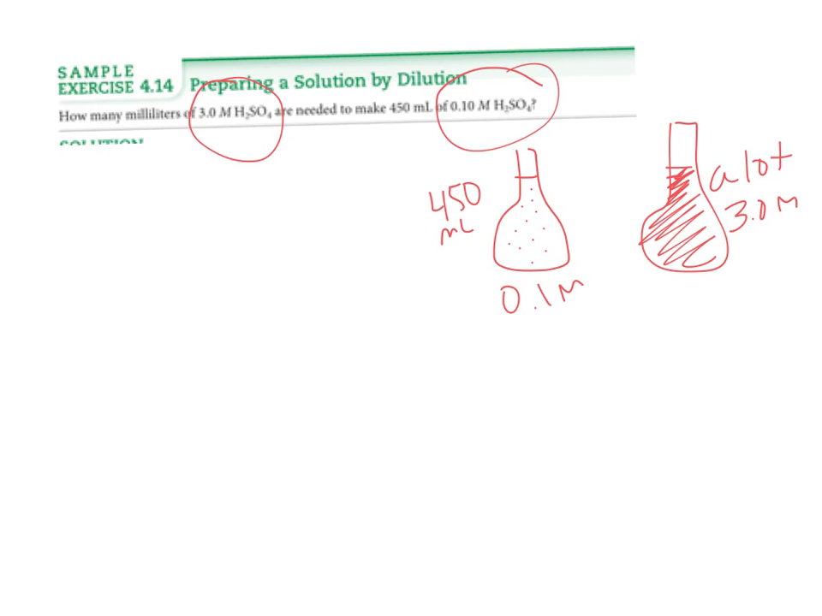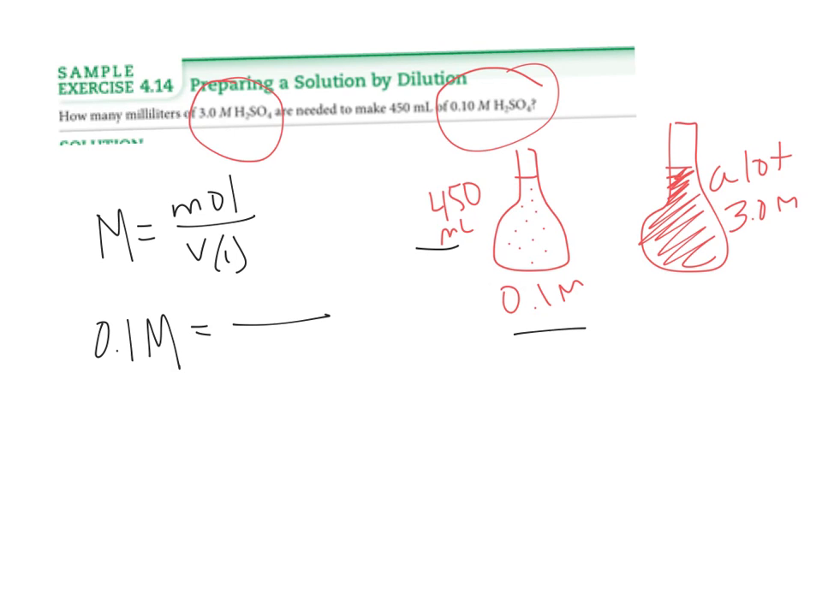So how are we going to do this? Well, we need to figure out how many moles we need in here. We need to figure out how many moles we need in this 450 milliliters to make a 0.1 molar solution. Let me write that down. This is 0.1 molar, so we know that molarity equals moles over volume in liters. So here we have 0.1 molar, and we know it's going to be 450 milliliters, which is 0.450 liters. Sidestep, 450 milliliters times your conversion factor.